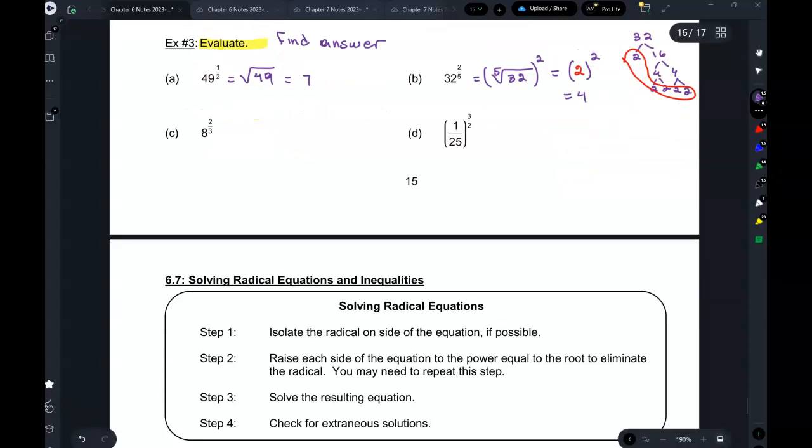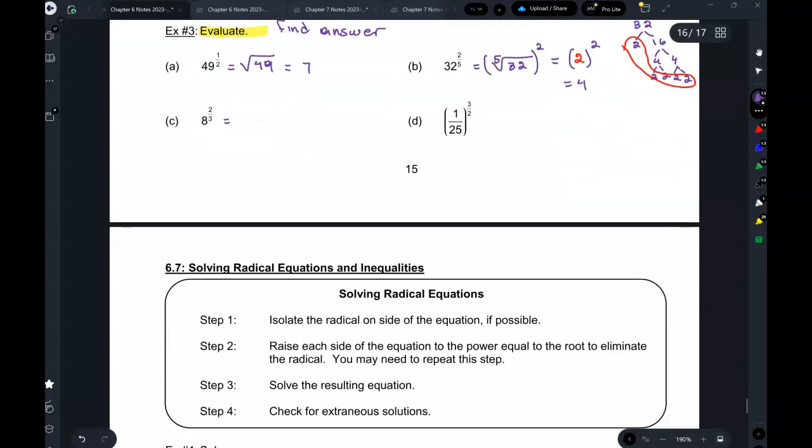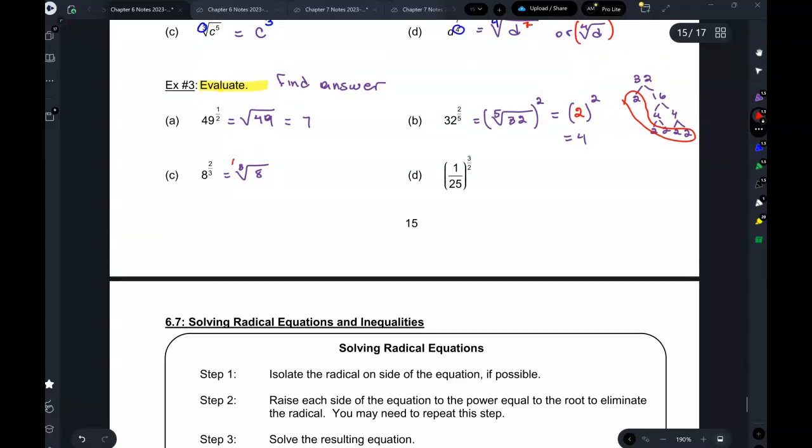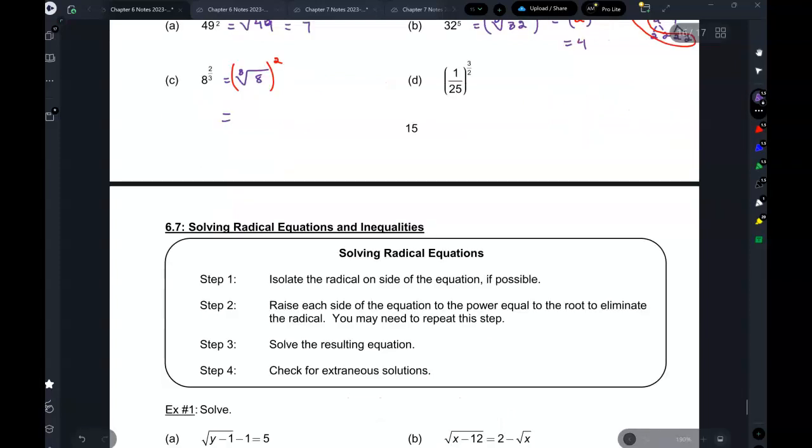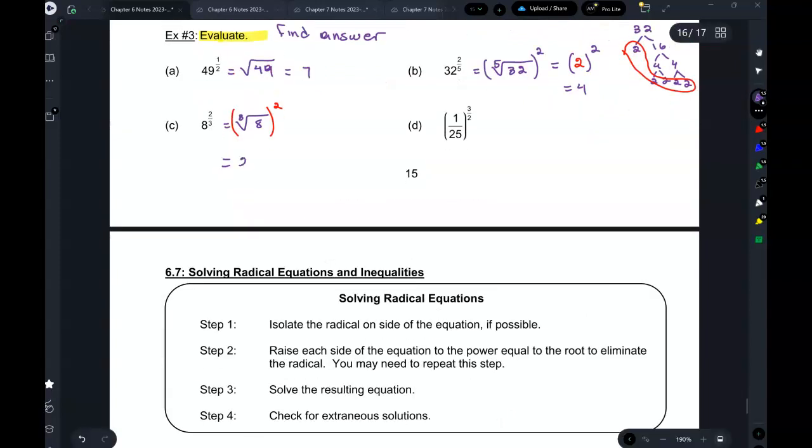Okay. Here, it's going to be, okay, what root is it going to be? Cube root of 8, and then squared outside. Okay, so what's the cube root of 8 these days? 2. Even on Tuesdays, it's 2. 2 squared, 4. Okay.